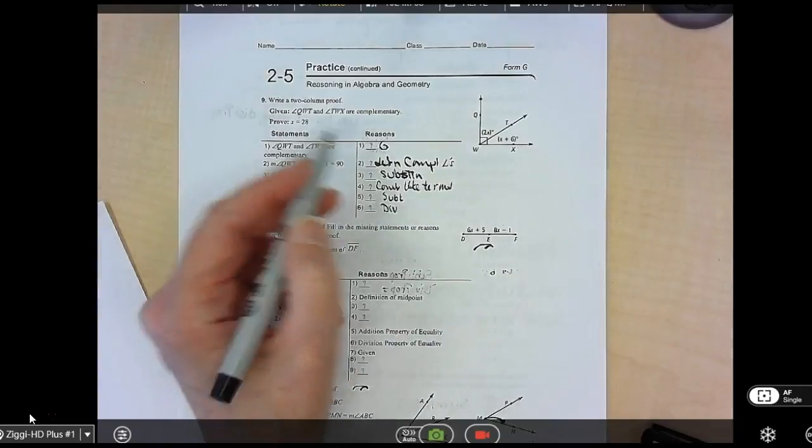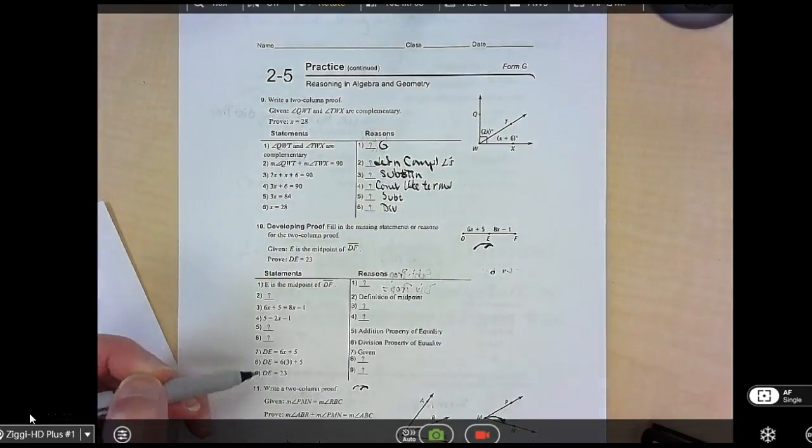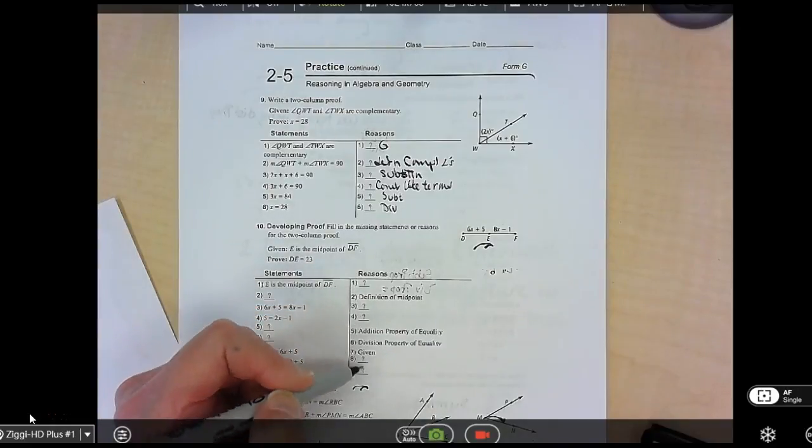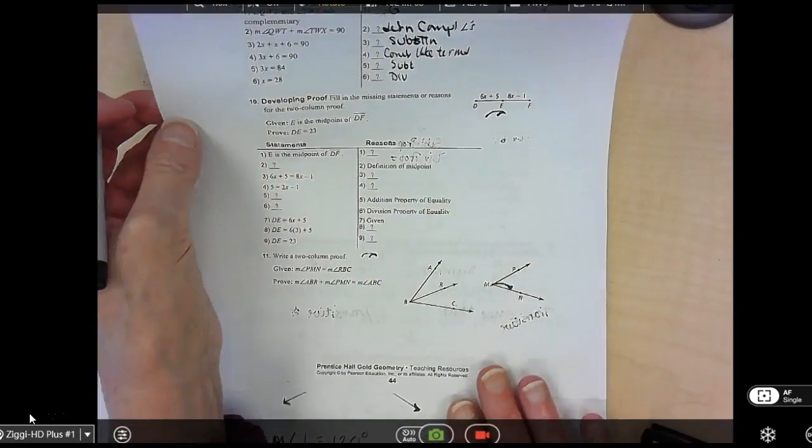So again, each step is going to be laid out for you in your problem. The reasons in this one are also given to you on several of them. And then give problem 11 a try also.